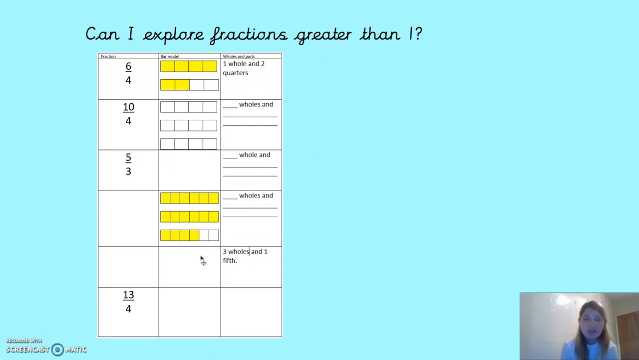Okay. What you need to do is fill in the gaps. So for example, here you've got 10 quarters. You need to colour in 10 quarters. You need to write how many wholes and how many quarters that would be. For this one, you've got the bar model. You need to write how many wholes that would be and write it as a fraction, etc. Fill in the missing gaps. I'll also put an answer sheet on for you, okay? And then there's some problem solving and reasoning, okay?